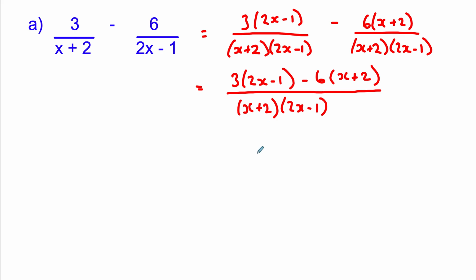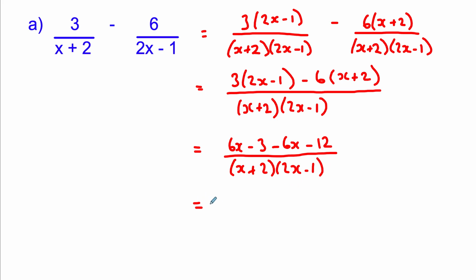And then we can add the fraction or subtract the top. That's going to be 6x take 3, take 6x take 12, over x plus 2, 2x minus 1. The 6x's cancel and we're left with negative 9 over x plus 2, 2x minus 1.